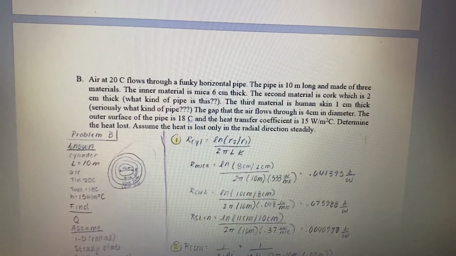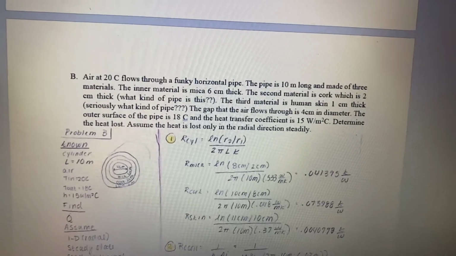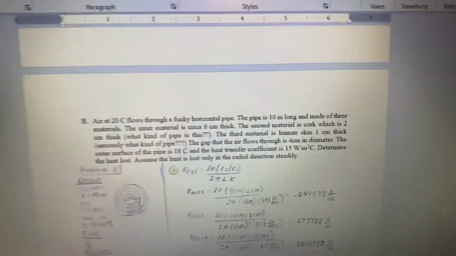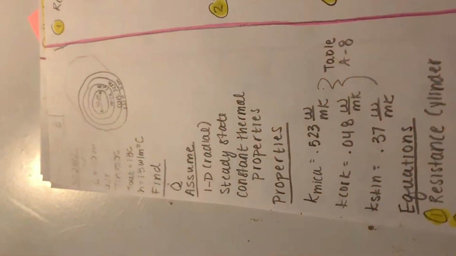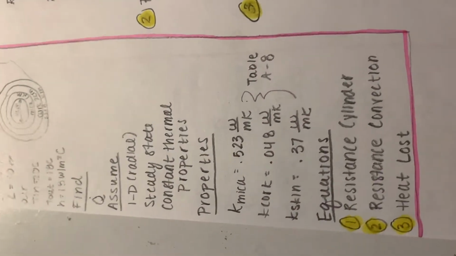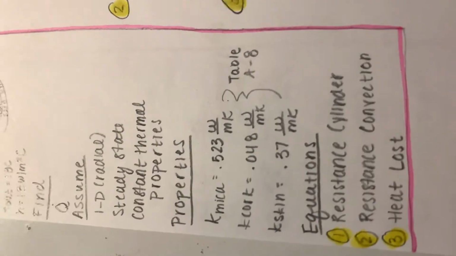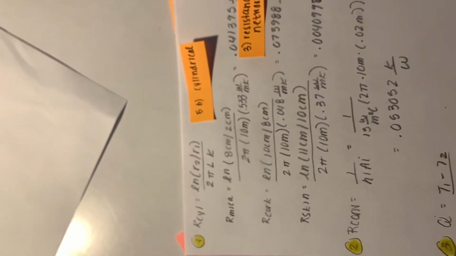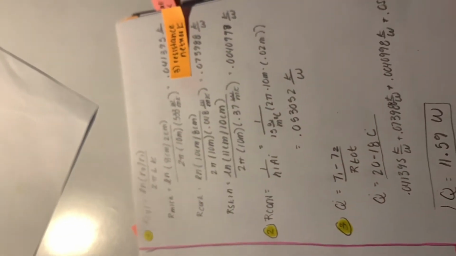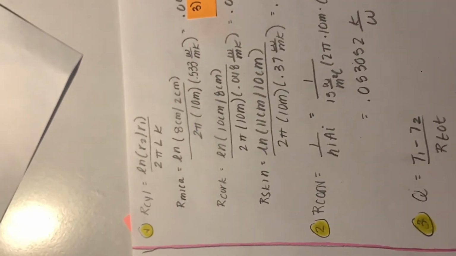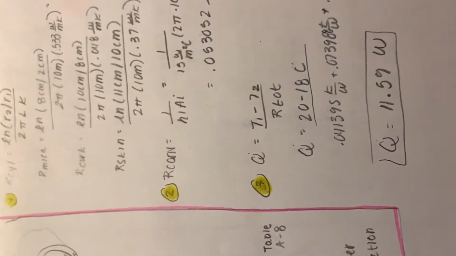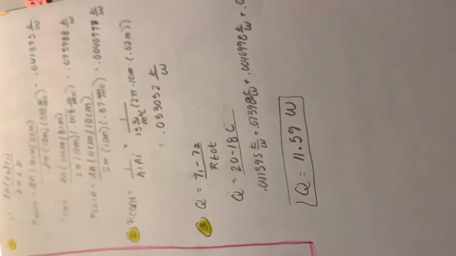Problem B is a resistance network through a cylinder, and there are some weird materials used. You're going to assume that it's 1D in the radial direction, steady state, and constant thermal properties. You will find those properties, and it covers 5B cylindrical because I did do it in a cylinder. And then it covers the resistance network. Here you can see that I'm finding those resistances, and then I total them up for our total right there. And that's the answer I came up with.